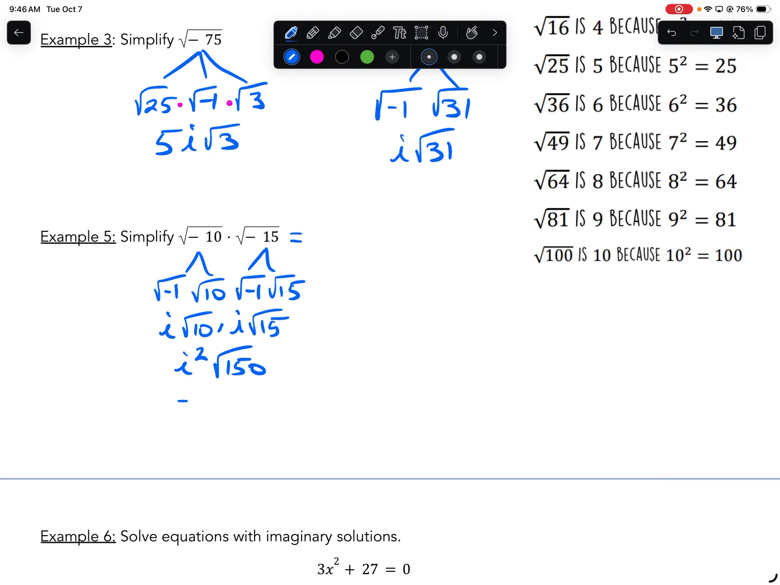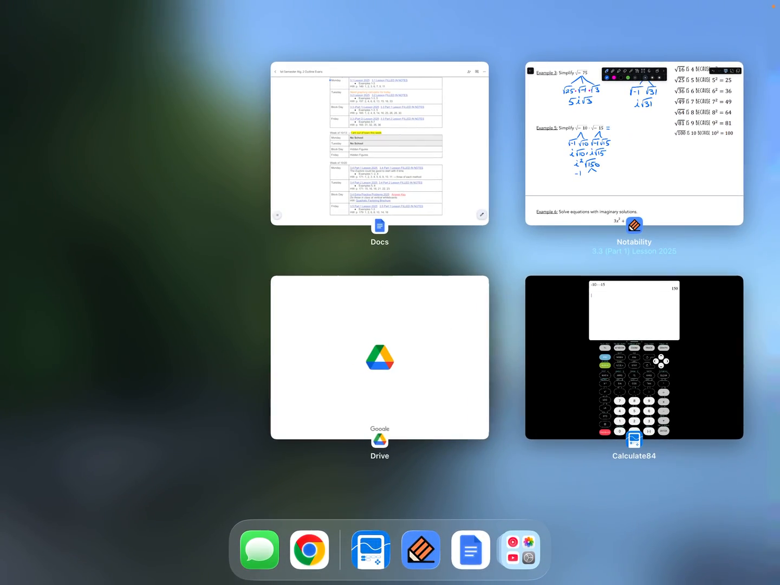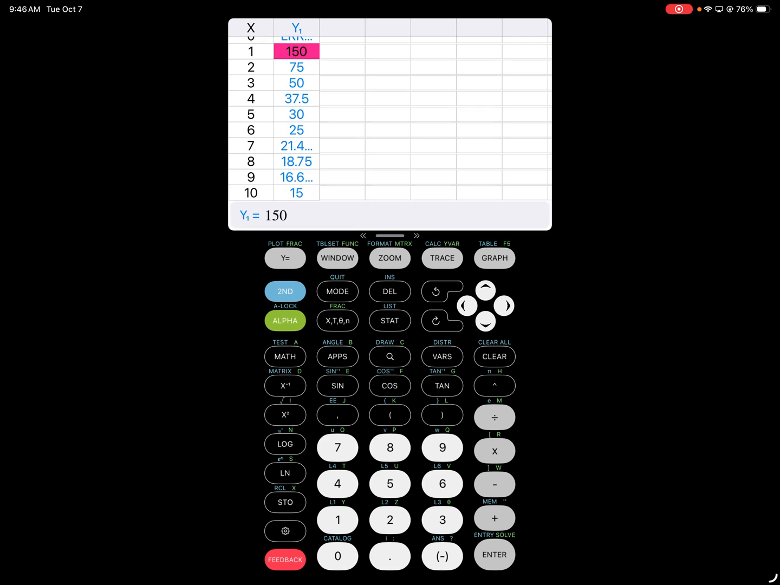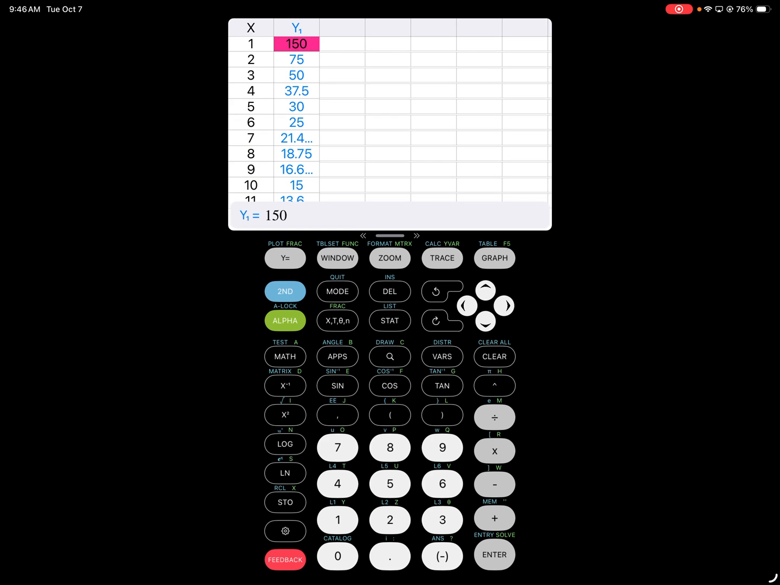So we have negative 1, and then I'm going to break apart square root of 150. But first I'm going to plug in 150 divided by x into my graphing calculator. Then I'm going to hit second graph so I can see the factors of 150, and I'm looking for the biggest factor that I can square root. Can't square root 75, can't square root 50, can't square root 30, but I can square root 25. So we're going to break apart 150 into square root of 25 and square root of 6.